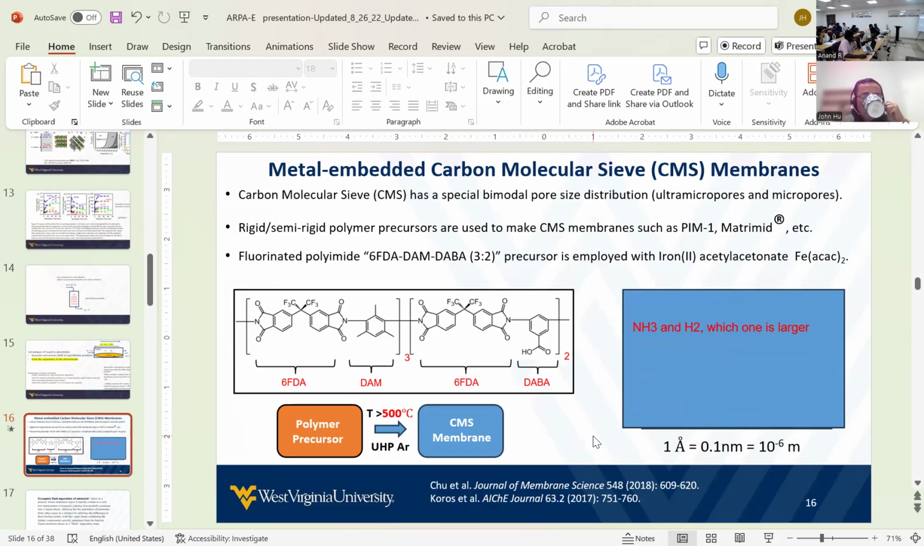Hydrogen will be higher, sir. Since the operating temperature is 500 degrees Celsius, separation of hydrogen is higher.